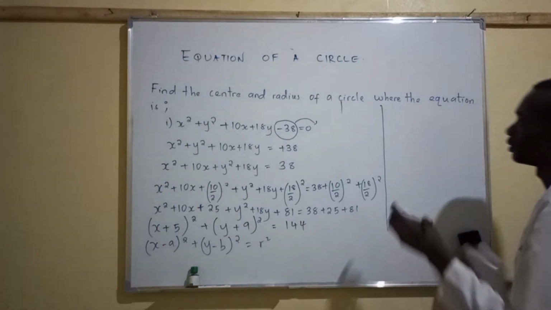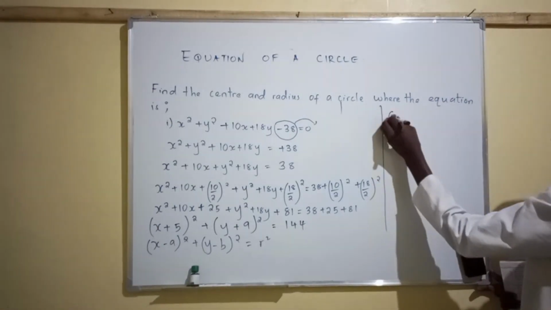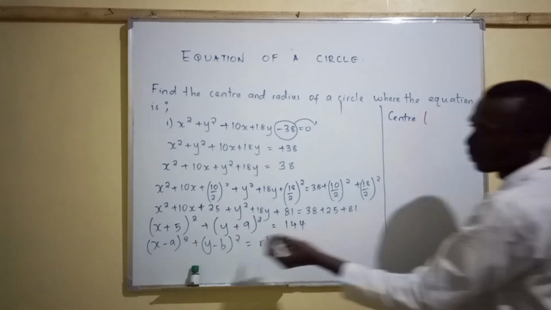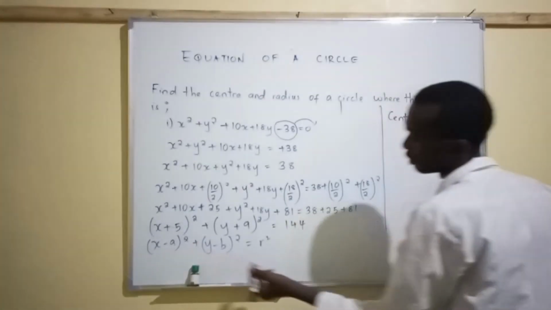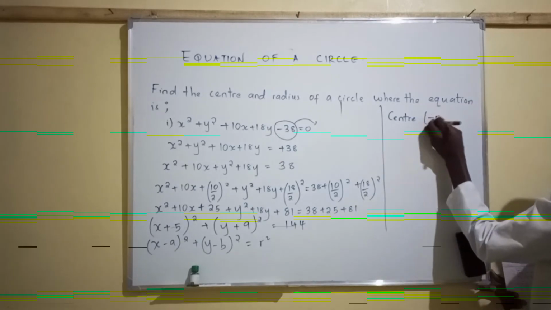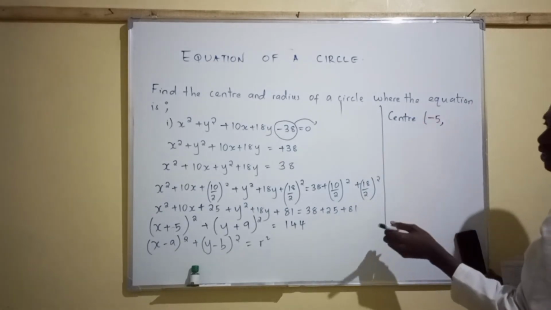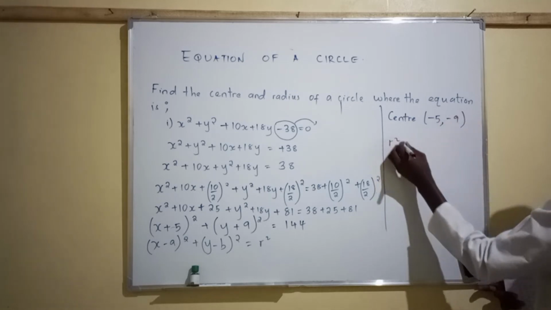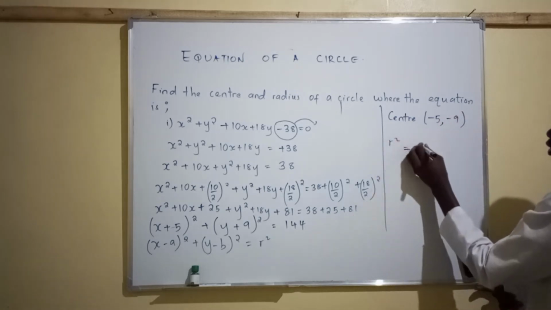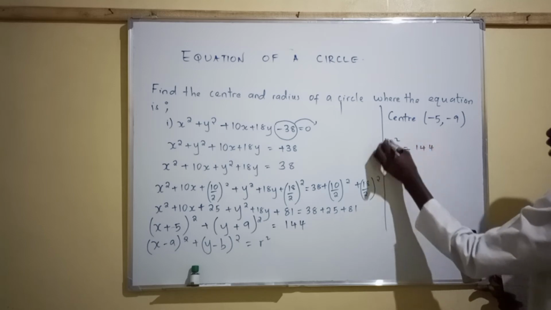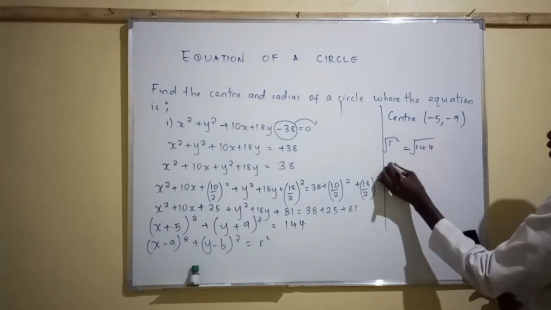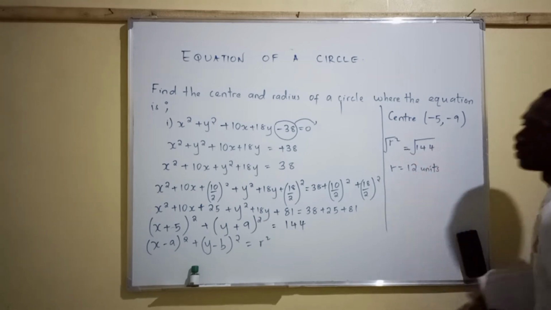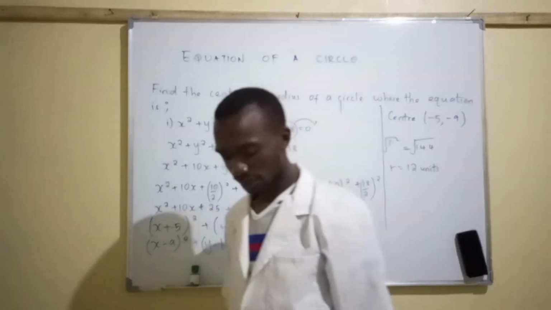Now the center of the circle is equal to positive 5 changes to negative 5, comma, positive 9 changes to negative 9. And r² is equal to 144. So it means that r is the square root of 144. So r is equal to 12 units.